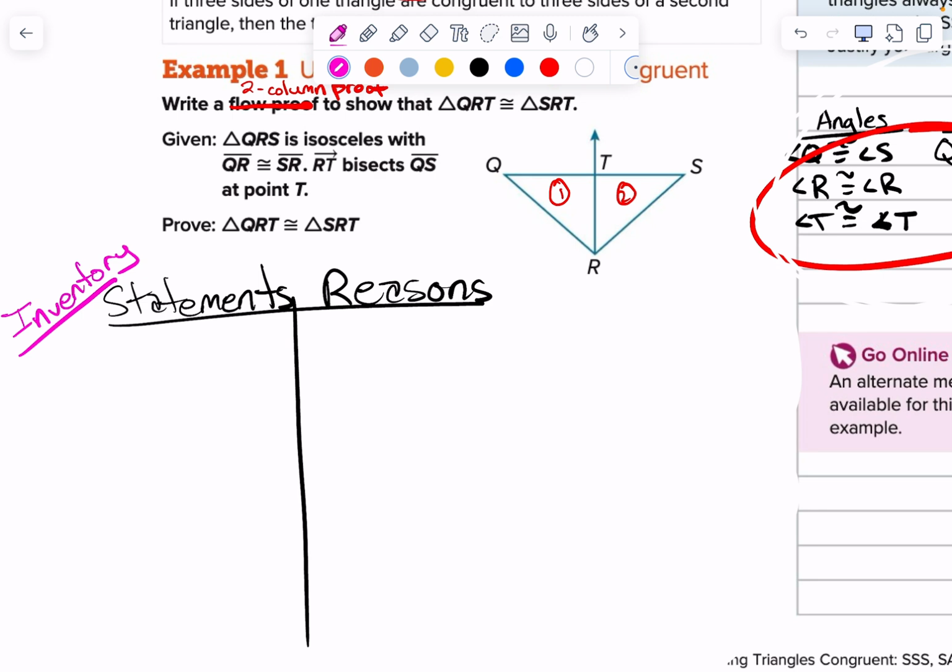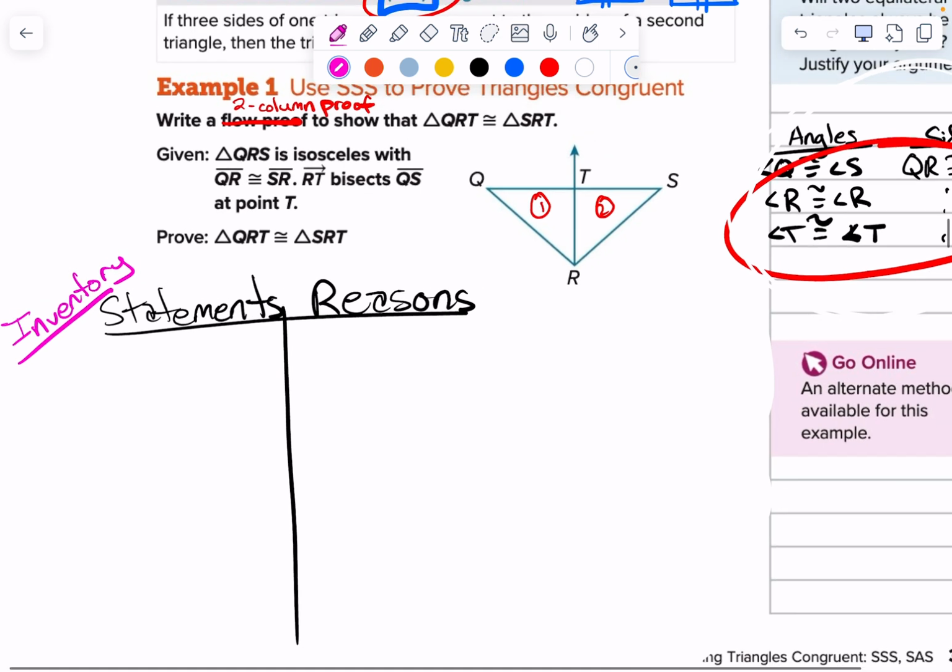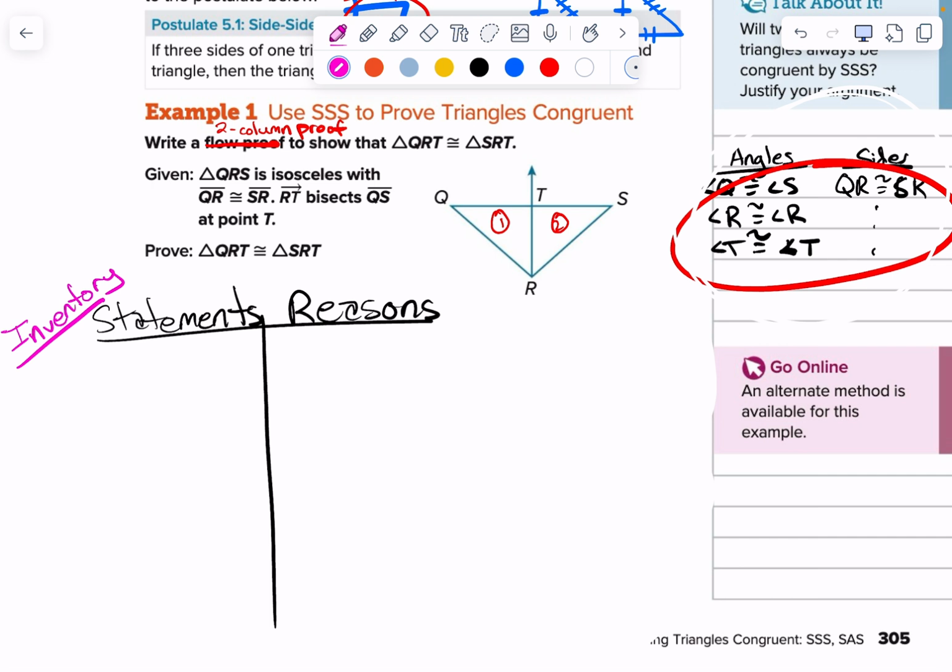Okay? We're going to take inventory. So we don't have to do any flow proofs? No flow proofs. Everything's going to be two-column style. It's going to be easy. Okay? All right, here we go. We have this going on here, all right?